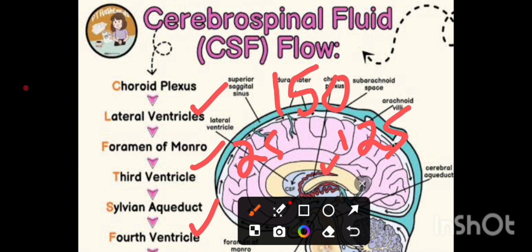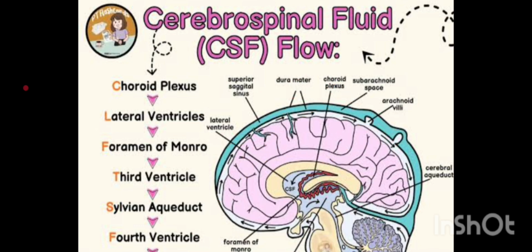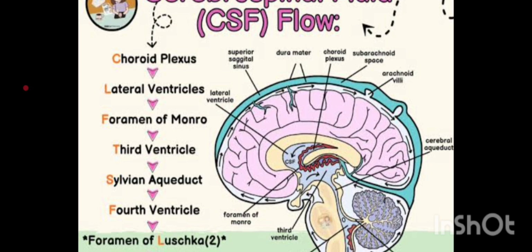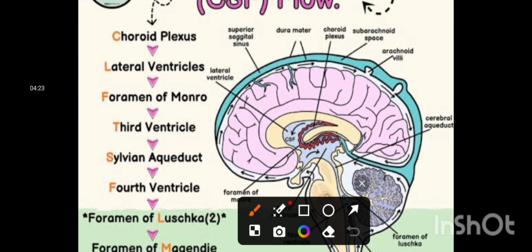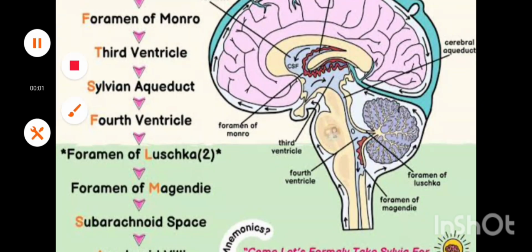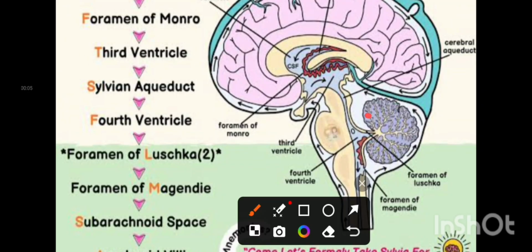Okay, so now let's discuss how it is circulated. Initially it is produced in the choroid plexus. Then from the choroid plexus it drains into the lateral ventricles. Then from the lateral ventricle it drains into the third ventricle through this foramen, which is called the foramen of Monro. Then from the third ventricle it goes into the fourth ventricle through this pathway, which is called the cerebral aqueduct. Then from the fourth ventricle it goes into the subarachnoid space through three foramens, in which two are lateral, called foramen of Luschka, and one is median, called foramen of Magendie.